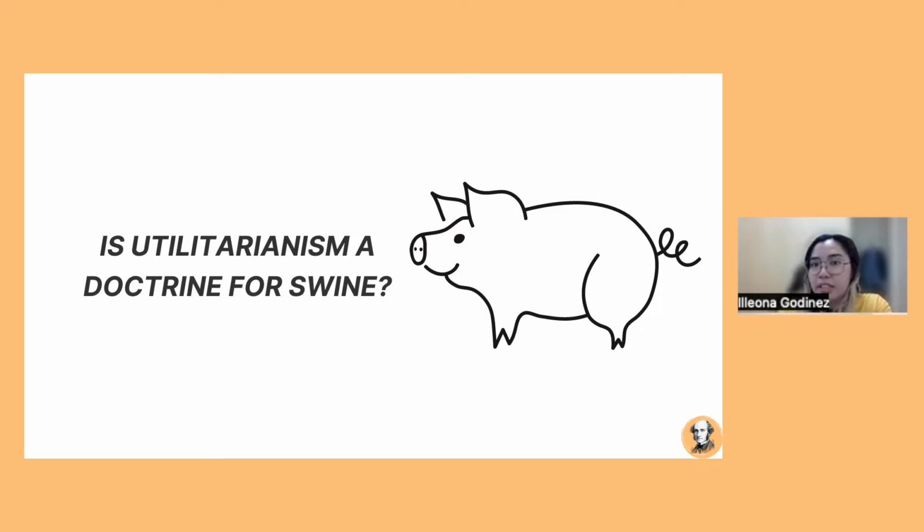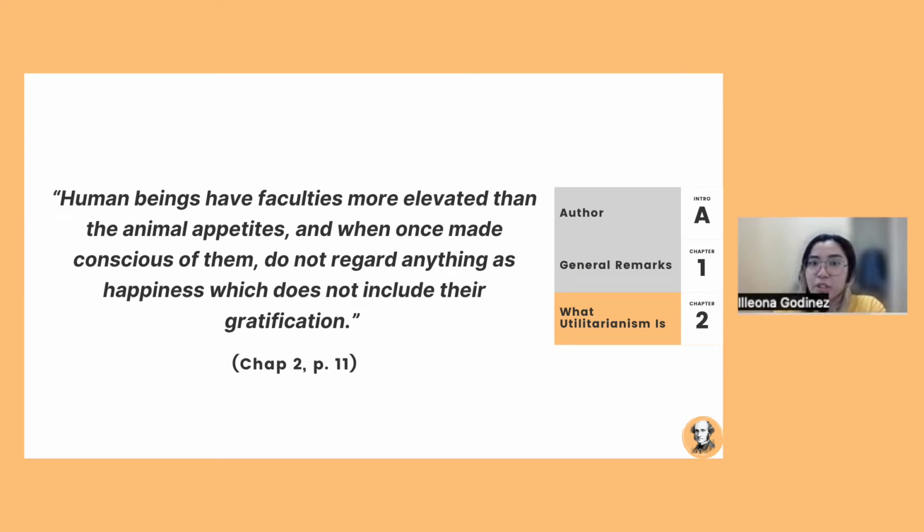Mill thinks that critics of utilitarianism are wrong to equate it with base or animalistic pleasure. Mill believes that the critics of the hedonistic lifestyle, a life in which pleasure is valued and pursued for its own sake, say it perverts human nature by reducing it solely to the seeking of pleasure. But what a human being finds pleasurable is not restricted to satisfying the basic urges and appetites, and human pleasures are connected to the intellect. And I quote, human beings have faculties more elevated than the animal appetites, and when once made conscious of them, do not regard anything as happiness which does not include their gratification.